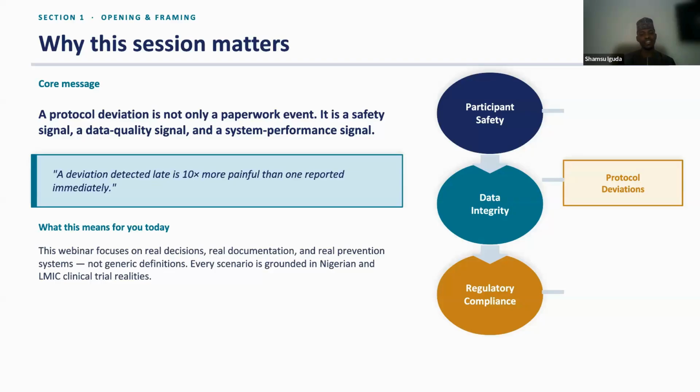When you find it 3 months later at a monitoring visit, you now have an audit finding. And what does that mean? A sponsor query, a root cause analysis for you to reconstruct from memory. So you have to think about it. Then a CAPA to write under pressure, and potentially a data integrity question that could affect the entire study. So we can move to the next slide.